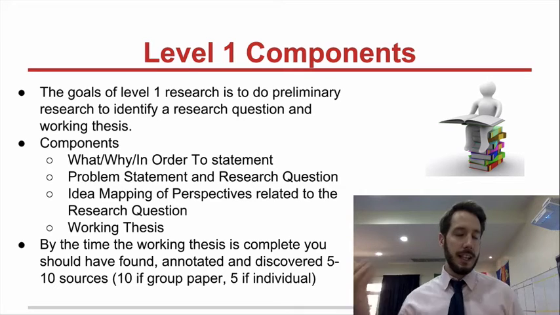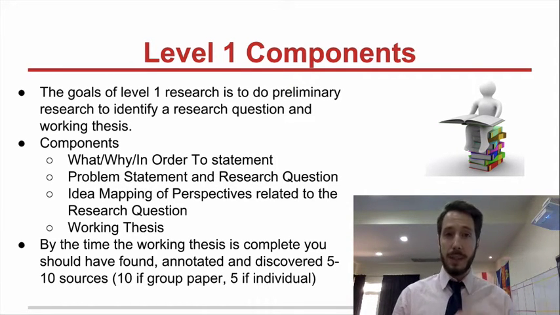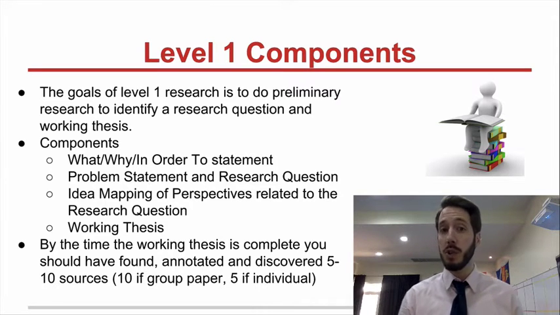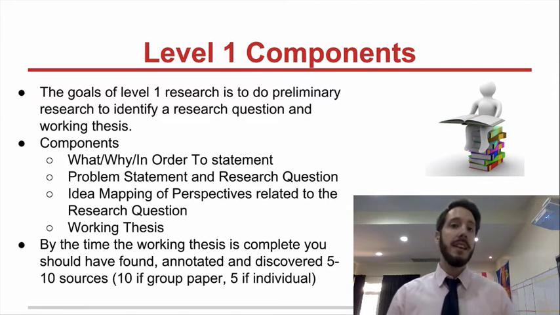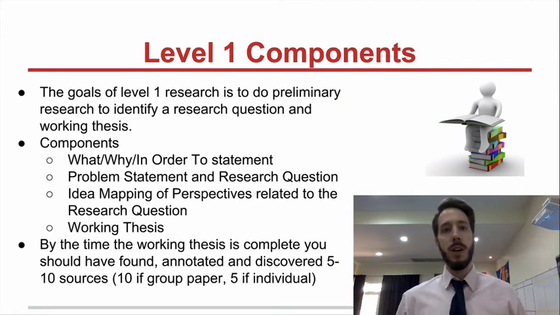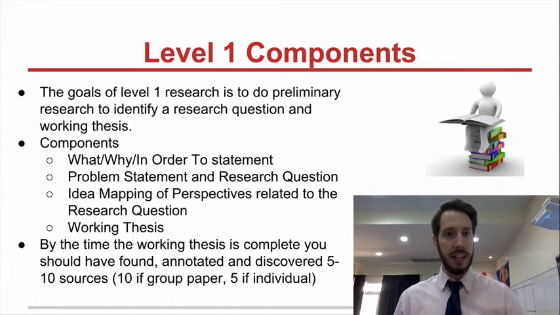It is constructed using a couple of different components. The first is a what, why, and in order to statement. The second is a problem statement and research question. The third is an idea map. And the fourth is a working thesis or working claim. Now, if you notice from our list of videos, I go more in depth into each one of these steps, but this video is to give you a general outline of these things.